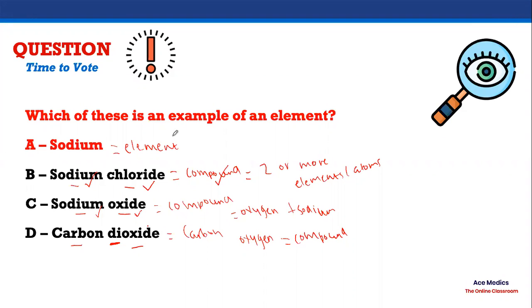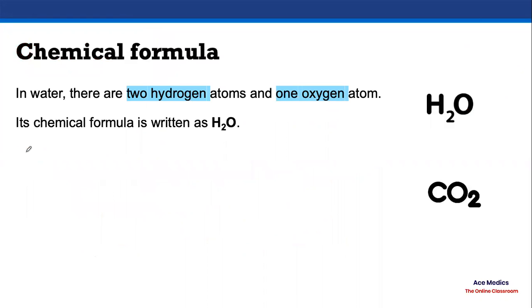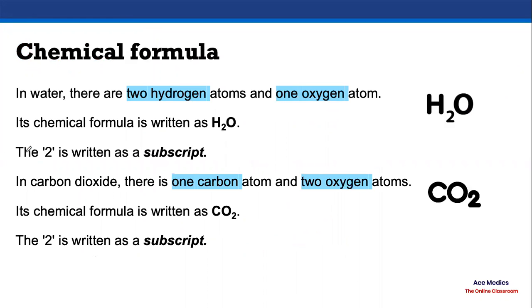So the example of an element in here, if we do a process of elimination, we've said that sodium chloride is a compound, sodium oxide is also a compound, and carbon dioxide is also a compound. We know that sodium must be the element. So, good. Right, so let's have a closer look at chemical formulas, okay?